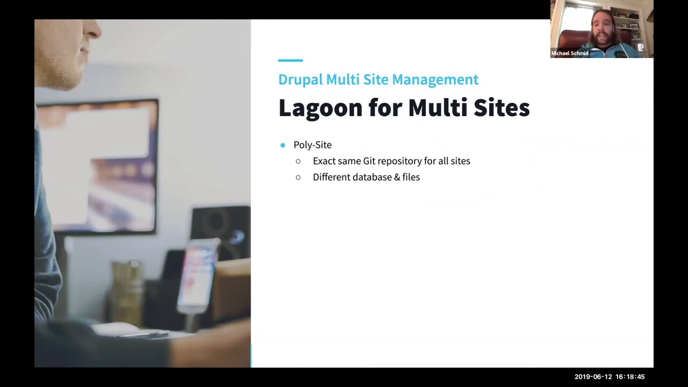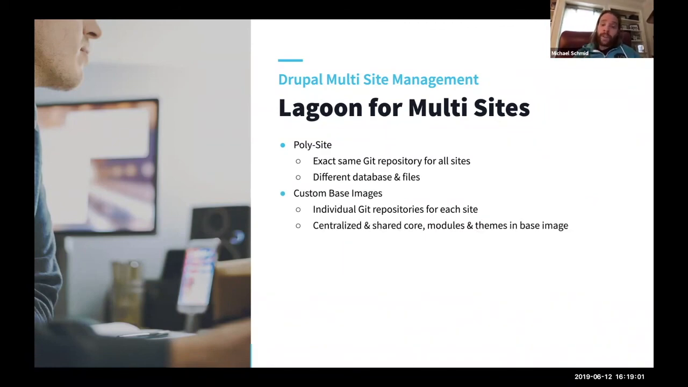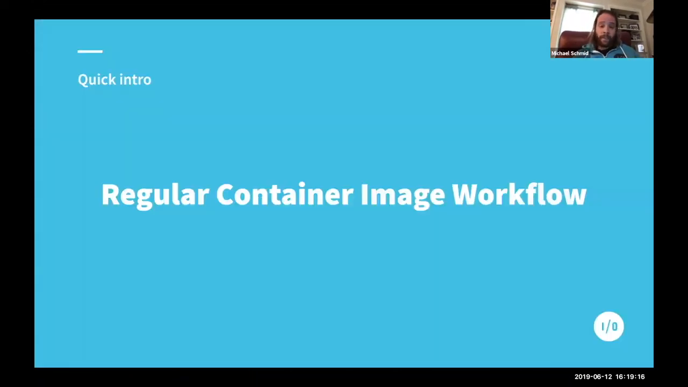The cool feature that we want to focus on today more is called custom base images. Basically, what that allows is that for each of your sites, you have an individual Git repository where the developers can add modules and themes, but you still have centralized and shared core modules and themes in a so-called base image. And as mentioned, each of the sites can have their own modules and themes. They can manage it themselves. They can decide when they update. And so we want to look at that a bit more.